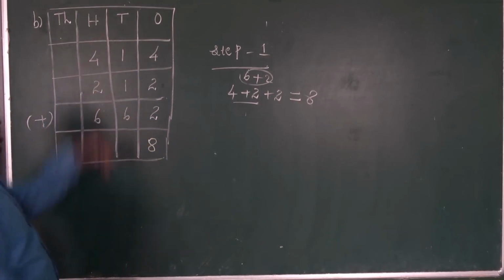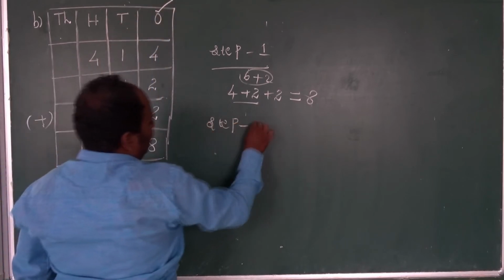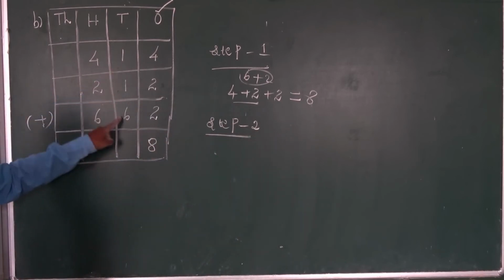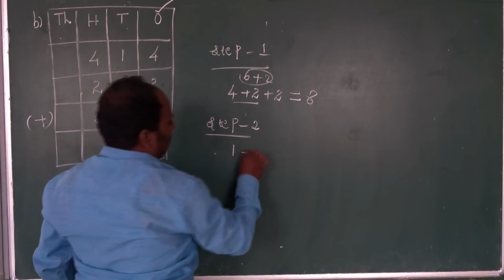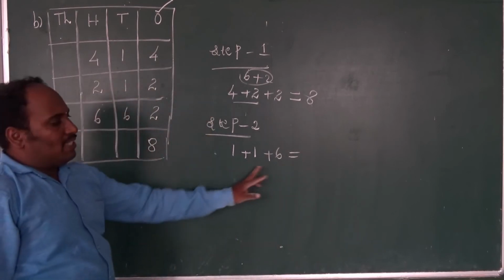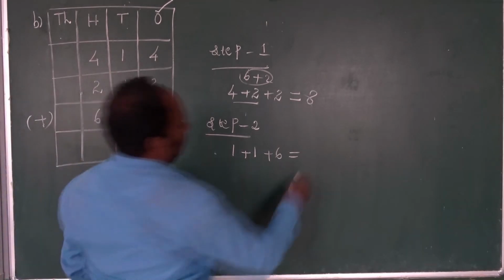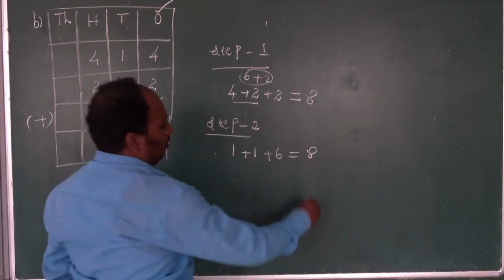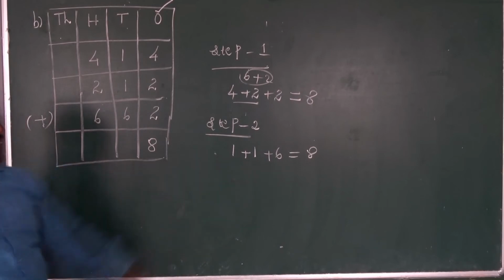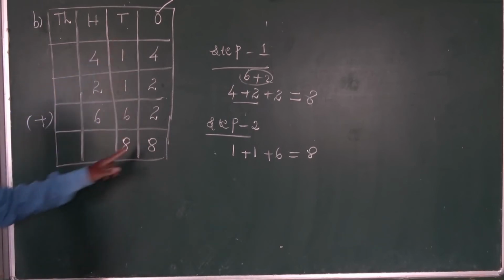The next one, we add the tens place. Step 2. Our tens place values are 1 ten plus 1 ten plus 6 tens: 1 plus 1 plus 6. 1 plus 1 is equal to 2, and 2 plus 6 is equal to 8. This is the tens place. So 8 tens, and the number 8 is written in the tens column.